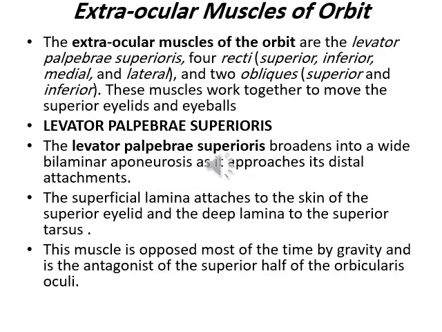Now we come to discuss the extraocular muscles of the orbit, which is a very important subject. Extraocular muscles are made up of the levator palpebrae superioris muscle, which is the one responsible for elevating the eyelid against the effect of gravity. We have 4 rectus muscles, superior, inferior, medial, and lateral, and 2 oblique, superior and inferior oblique muscles.